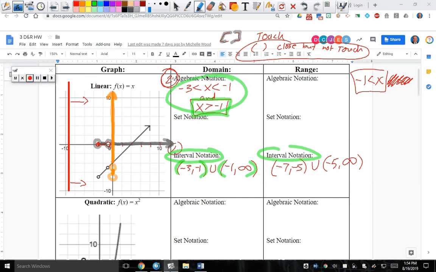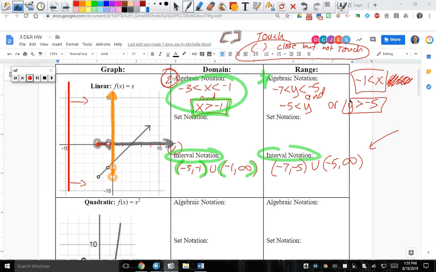Alright, Shalon, how would it be with the algebraic notation for the range? You would do -7 is less than y, which is less than -5. Perfect. And then, Shalon, what would be the -5 to infinity? -5 is less than y. Or she could have said what? Y is greater than -5. I would prefer that one, but either one will work.